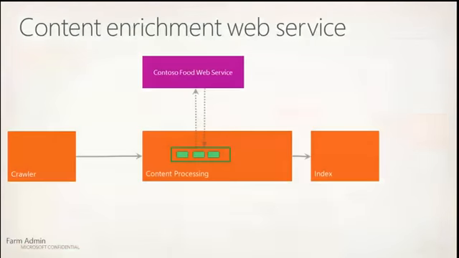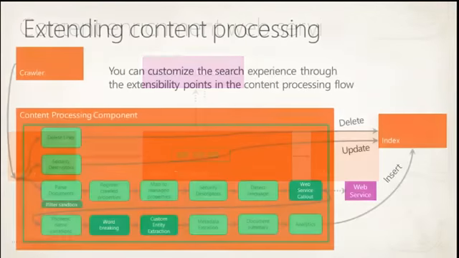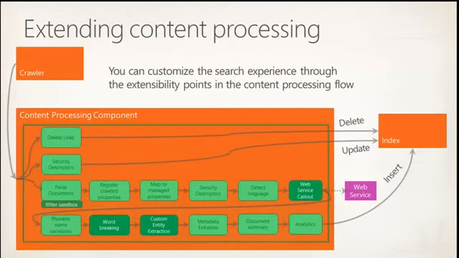Actually, I just wanted to mention one more thing here. As you see, the web service callout is located in a particular place in the flow, and that has some bearing on what you can and what you can't do with the web service. So, for example, you can see that language detection comes before the web service callout. So that means that the language property is something that you can use in your web service. So you can say, okay, if it's English, do this, or if it's French, do something else with the content.